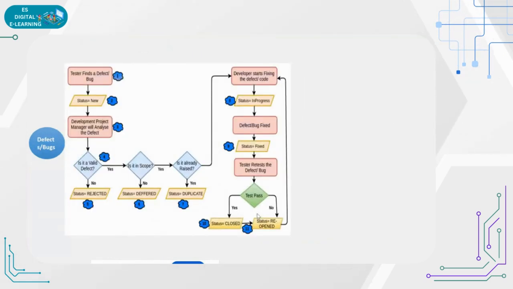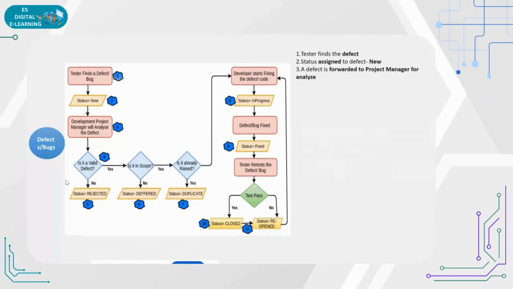So whenever you are creating the defect, the tester will identify the defect. That will be the first phase. The next phase is that it will be assigned as new. Whenever I create the ticket, it will be new. Next, I will forward it to the test lead, test manager or the project manager.